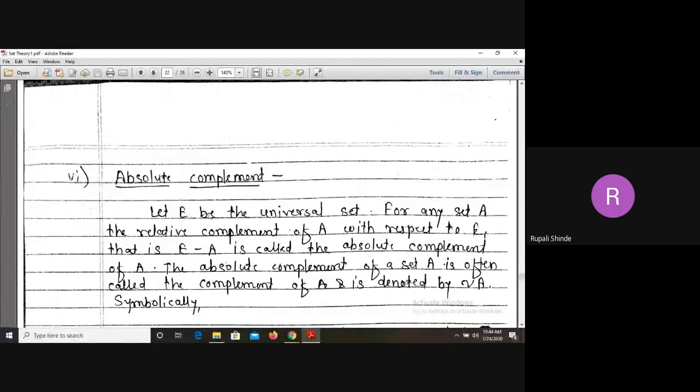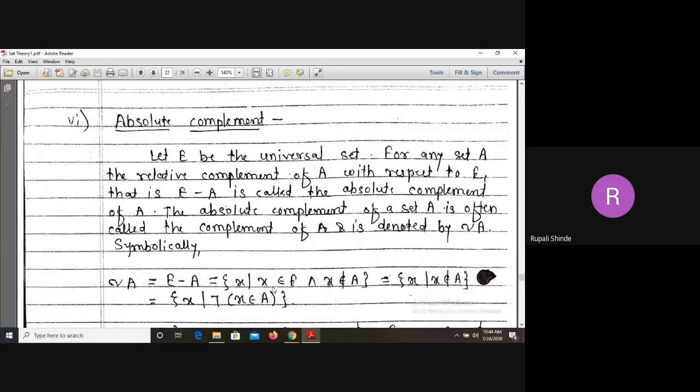Let E be a universal set. For any set A, the relative complement of A with respect to E, that is E minus A, is called the absolute complement of A. The absolute complement of set A is often called the complement of A, and it is denoted by negation of A. So symbolically, negation of A is equal to E minus A. This is equal to {x | x belongs to E and x does not belong to A}, which is equal to {x | negation of (x belongs to A)}.